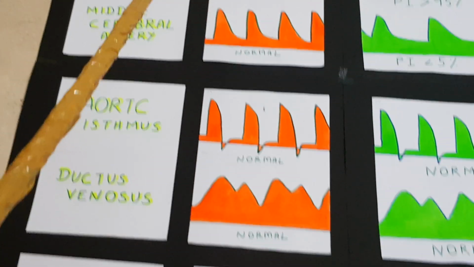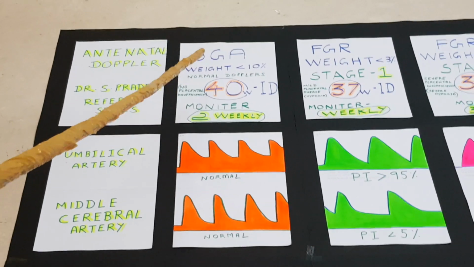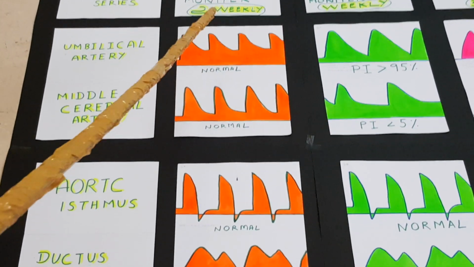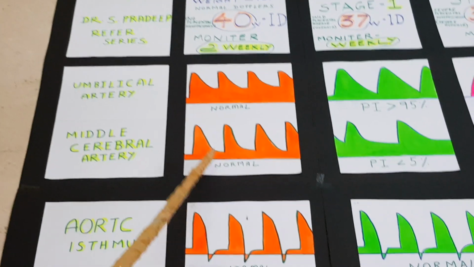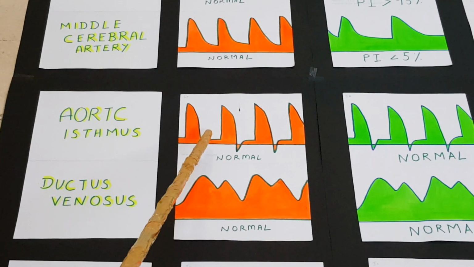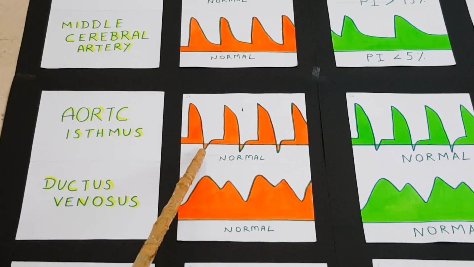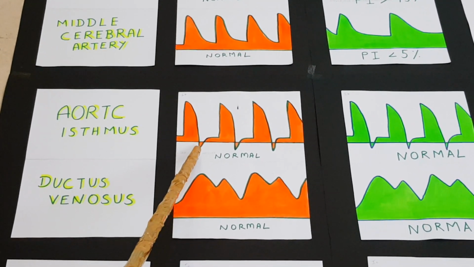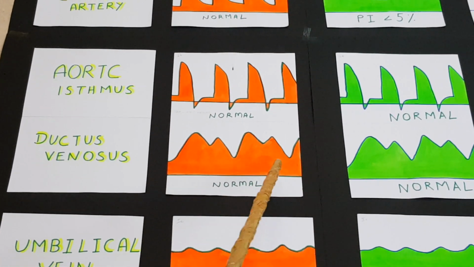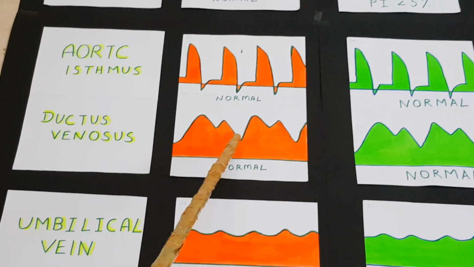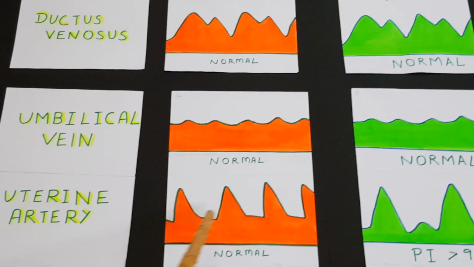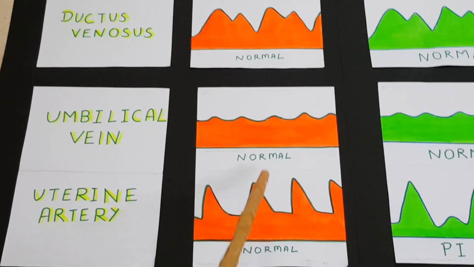So this small for gestational age fetus has a normal low resistance umbilical artery waveform, high resistance middle cerebral artery waveform, aortic isthmus Doppler with no reversal but a small reversed diastolic notch-like appearance, ductus venosus waveform with forward flows and a very shallow A wave, non-pulsatile umbilical vein waveform, and a low resistance uterine artery Doppler.